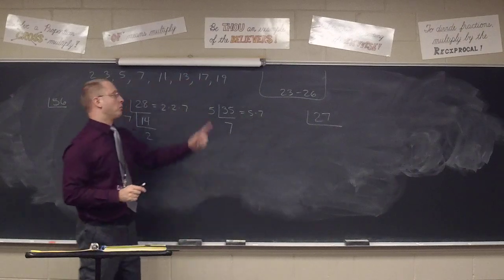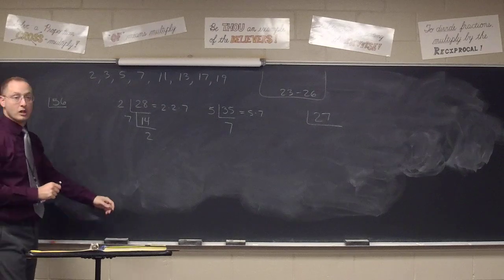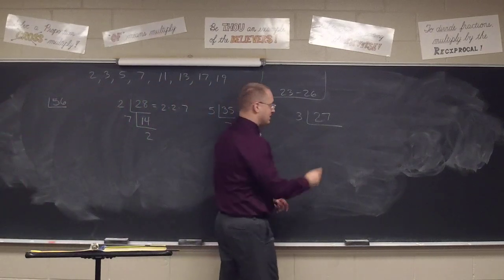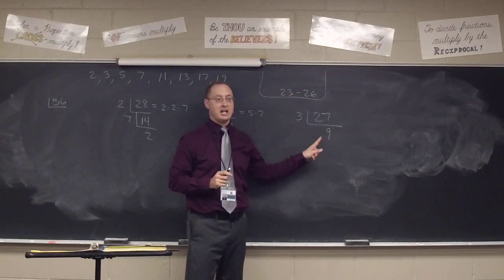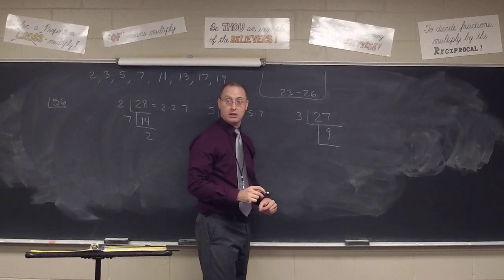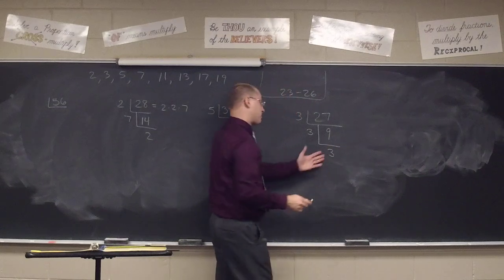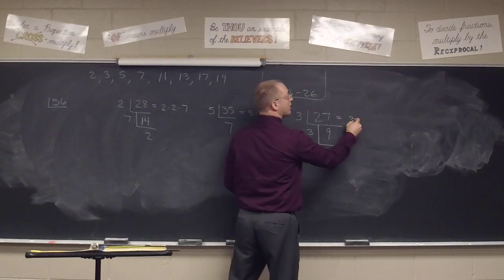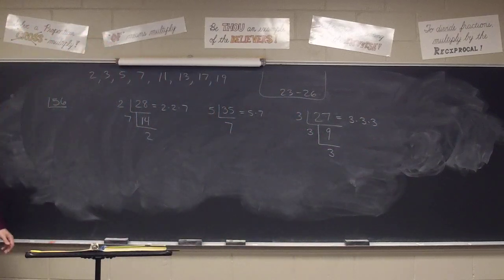For 27, which of these numbers should we use first, Luciana? 3. And we divide by 3, we get? 9. Is that prime, class? No. Then we are not done. We have to divide again. Luciana, this time use? 3 again. And it gives us 3. And that's prime, so we're done. So what's the prime factoring of 27, class? 3 times 3 times 3. How many had that for number 26?